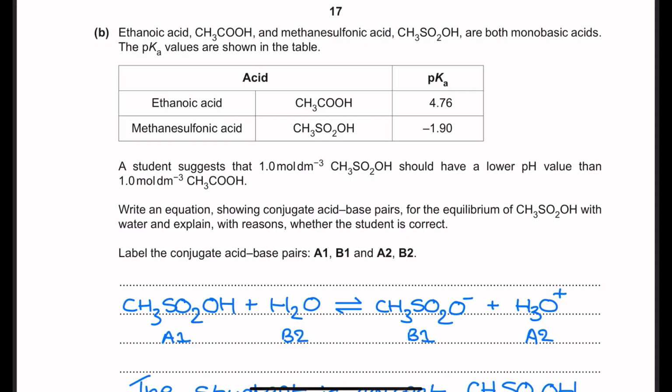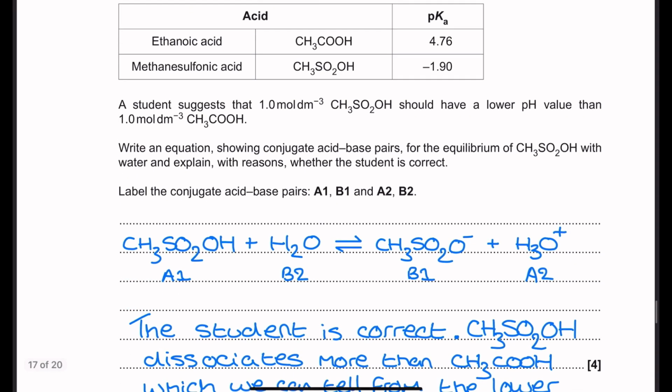Ethanoic acid and methane sulfonic acid are both monobasic acids. The pKa values are shown in the table. That's a really negative pKa there for the methane sulfonic acid. A student suggests that 1 mole per decimeter cubed sulfonic acid should have a lower pH than 1 mole per decimeter cubed ethanoic acid. I mean, the student's right, but we'll explain why.